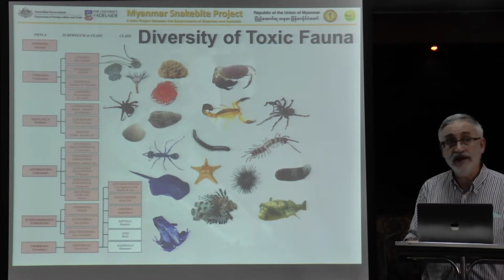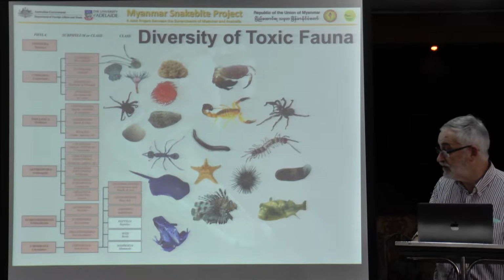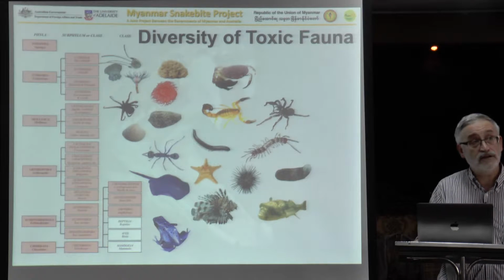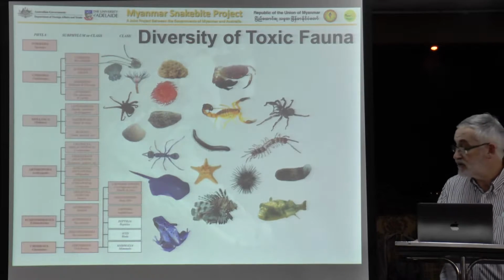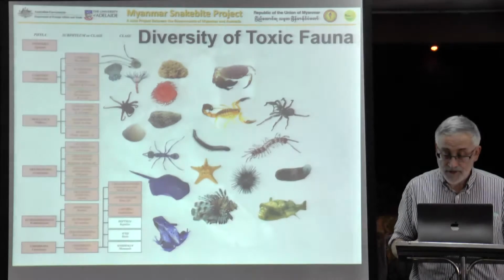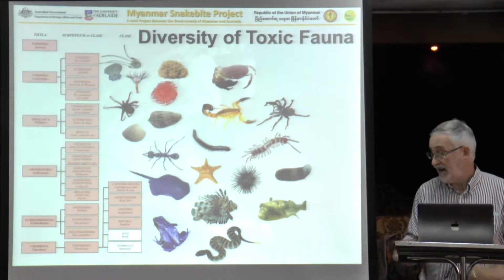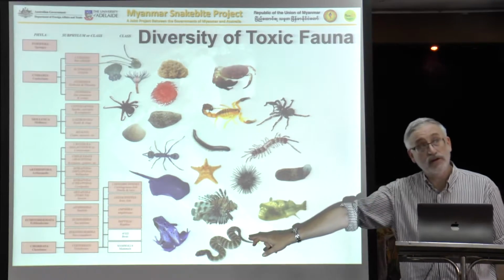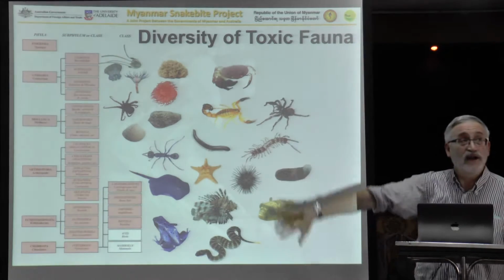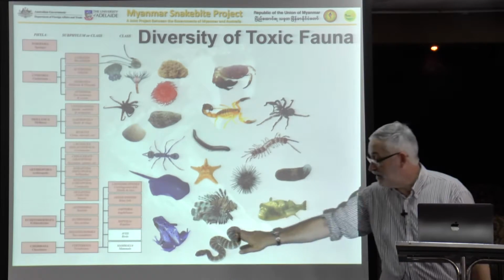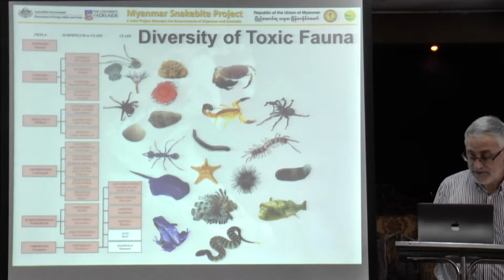Then we have amphibians, a number of which produce very potent toxins in their skin secretions, the poison arrow frogs, the poison dart frogs of South America, for instance. The reptiles, and we're going to spend the rest of the day just talking about reptiles. All the rest I'm mentioning now, but the rest of the day will be just talking about snakes.